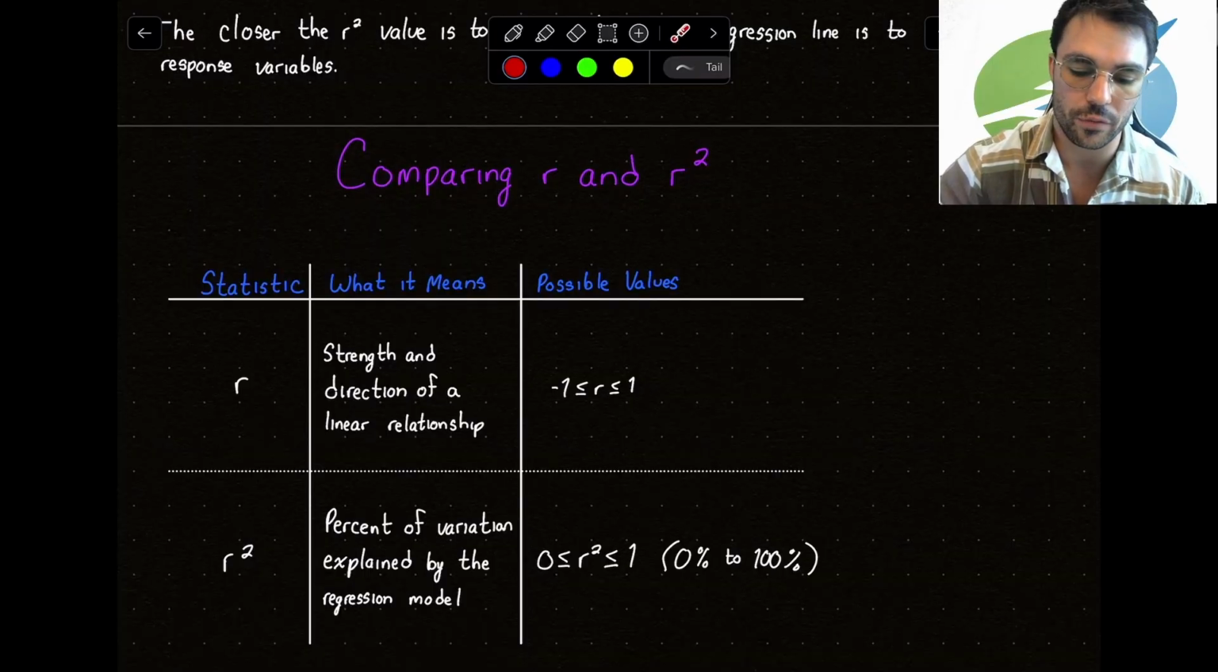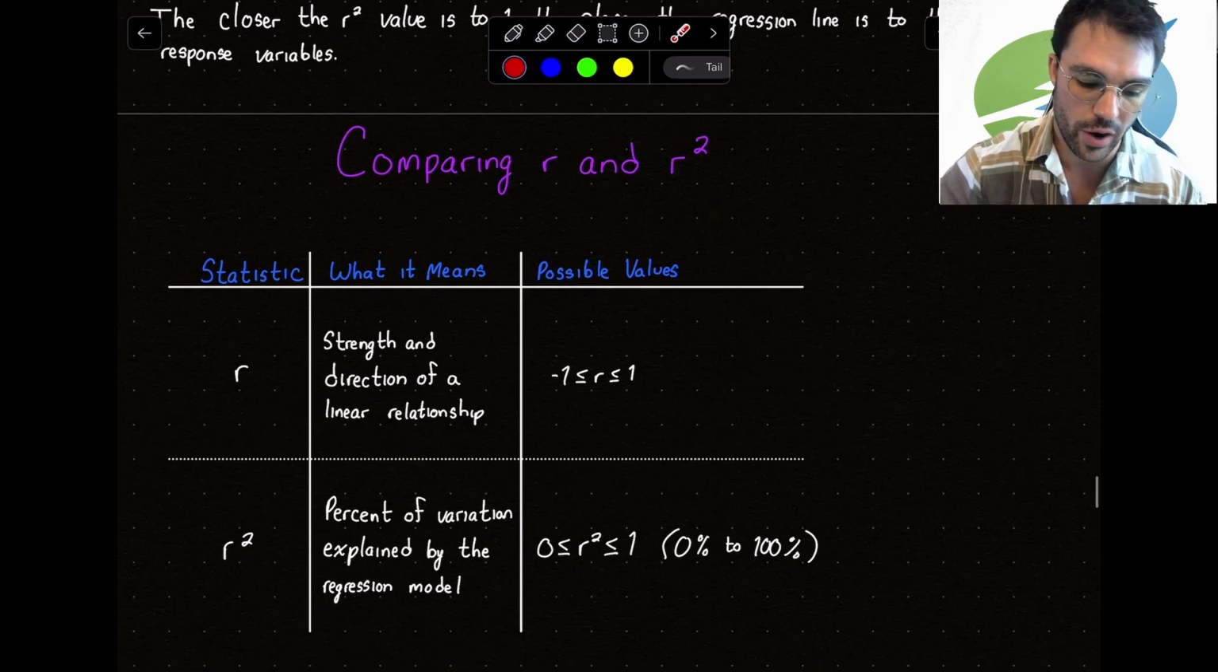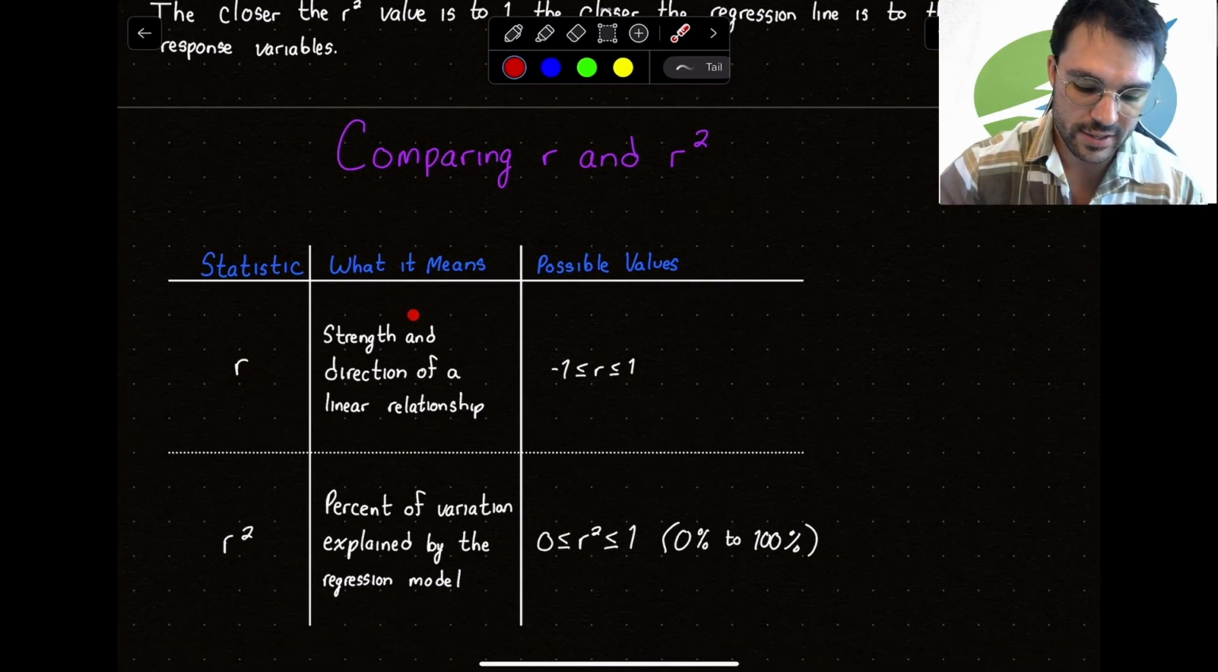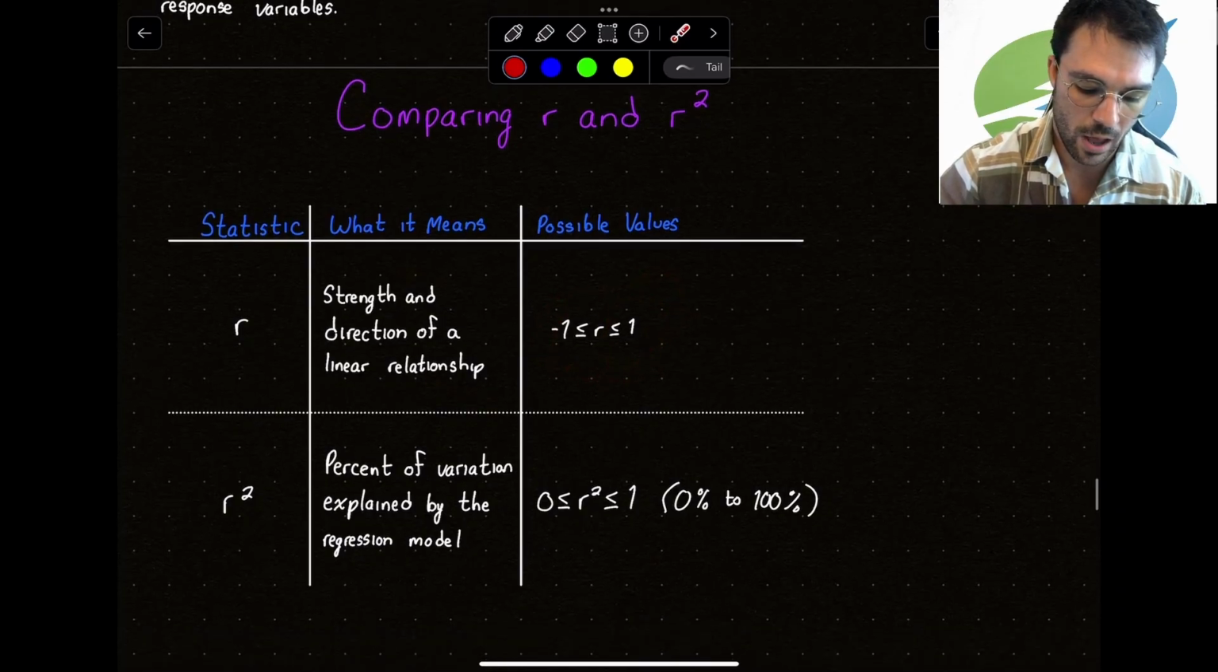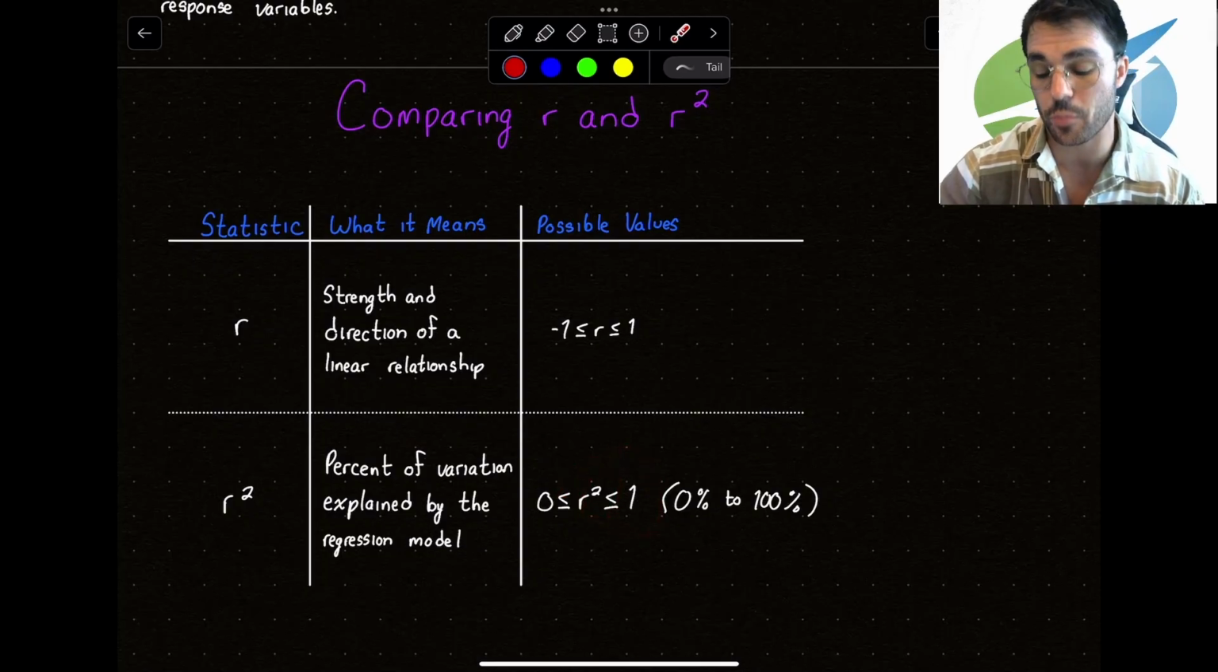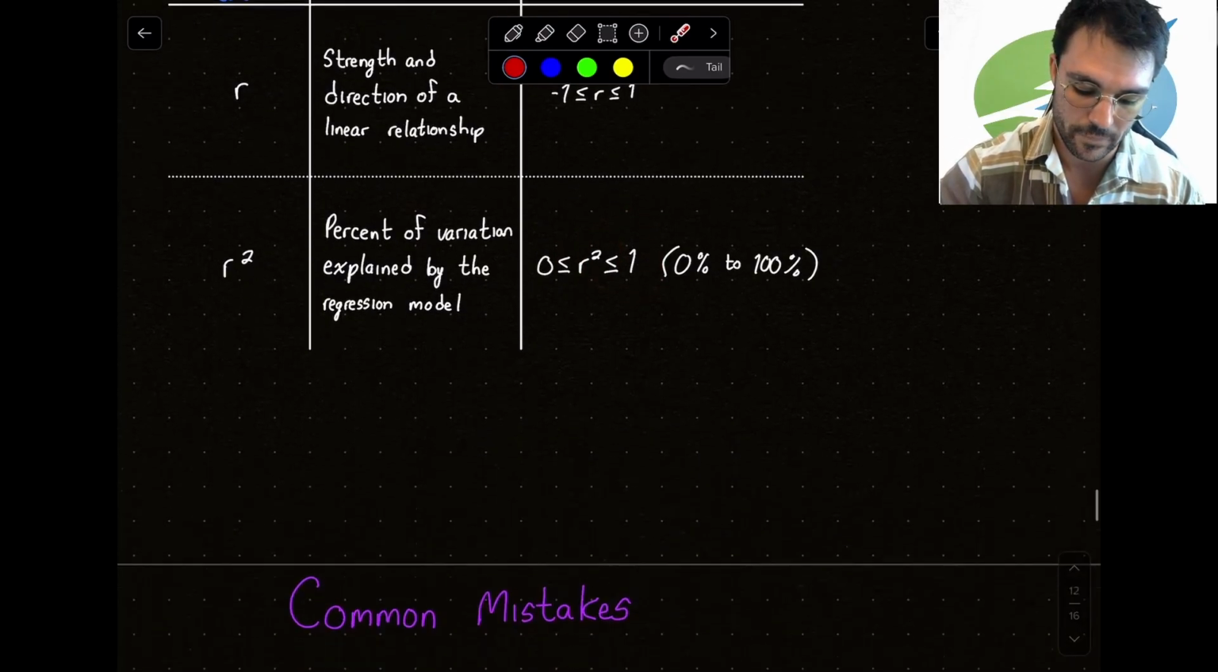All right. And also just a little bit on comparing our correlation coefficient R and coefficient of determination R squared. R tells us the strength and direction of a linear relationship, and it's between -1 and 1. R squared tells us the percent of variation explained by the regression model, and it's always between 0 and 1, or you can interpret it as 0 to 100%.